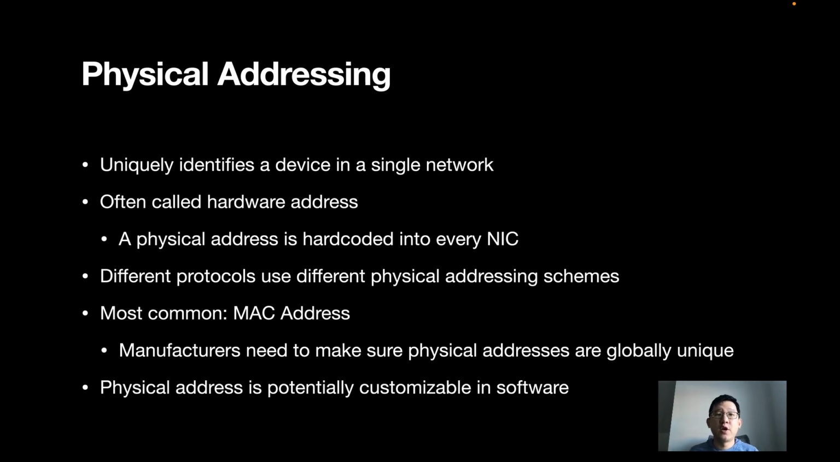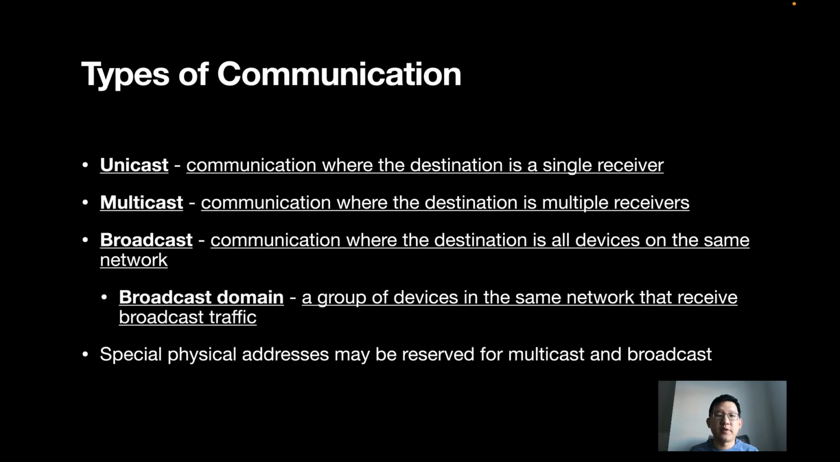Once we have physical addresses, we can now communicate. And there are several different types of communication. First is called unicast, and that's a communication where the destination is a single receiver. Next, we have multicast, and that's a communication where the destination is multiple receivers. And lastly, we have broadcast, and that's a communication where the destination is all devices on the same network. And specifically, when you have a group of devices in the same network that receive broadcast traffic, that is called a broadcast domain. And special physical addresses may be reserved for multicast and broadcast. For unicast, you just send directly to the hardware or physical address of the NIC.